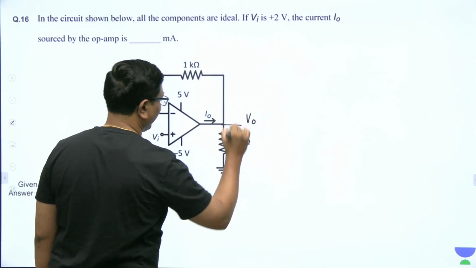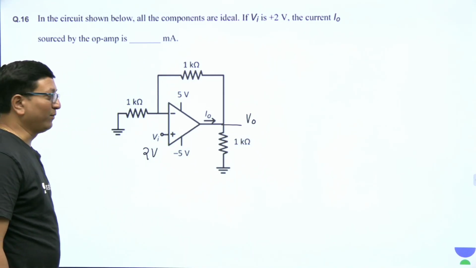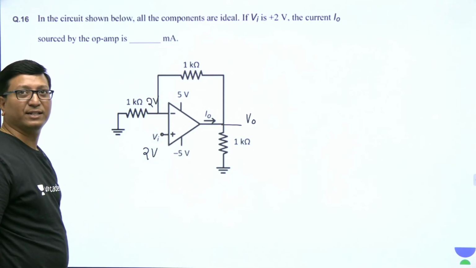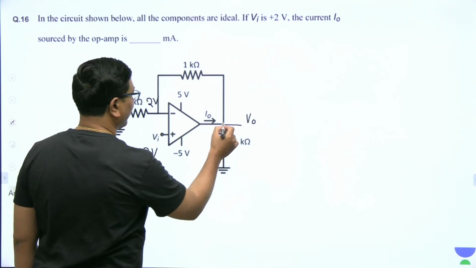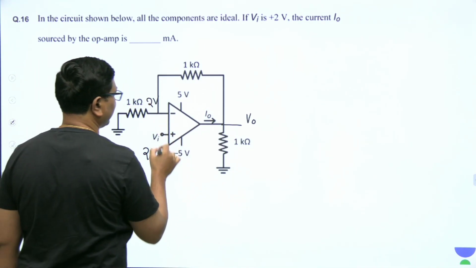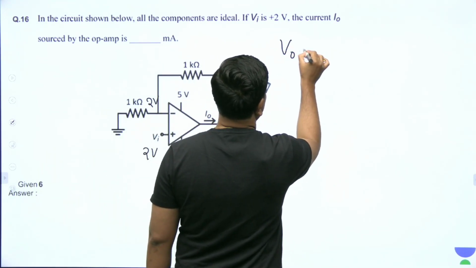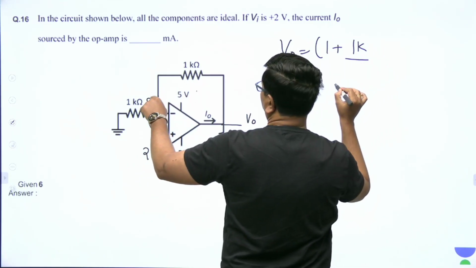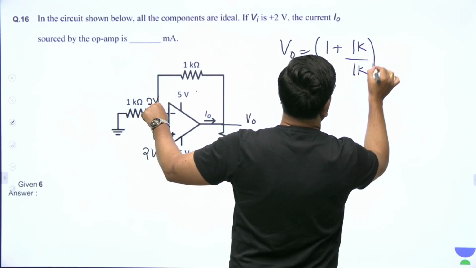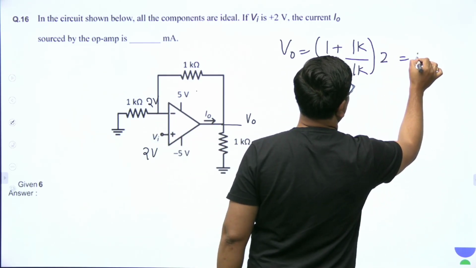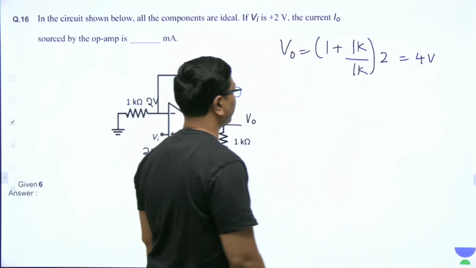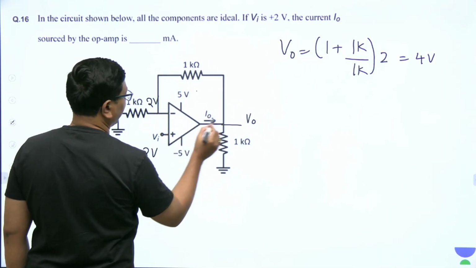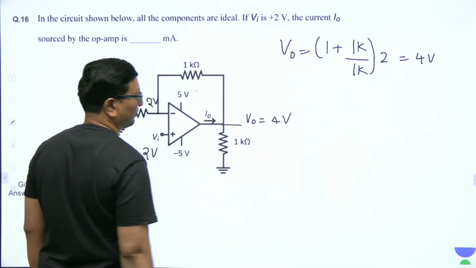So let me take this is V output. Due to virtual short, it is 2 volts we can take. And what is the output of this circuit? V output is 1 plus Rf by R1 into Vi. So V output is equal to 1 plus Rf, which is 1 kilo ohm, by R1, 1 kilo ohm, into 2 volts. So it is equal to 4 volts. We can write. Next point. See, we have got output is equal to 4 volts.